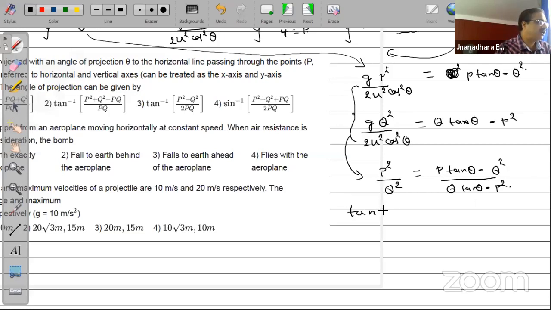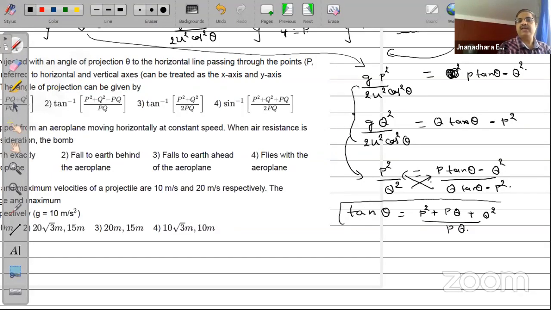You will get tan theta is equal to (p square + pq + q square) divided by pq. You can just simplify this in this way, and then you get the expression for tan theta like this. You can work it out and then check it out. So I've given you the expression for it, how to do it. I think the rest of it can be done easily, because I've eliminated u square cos square theta, that's a big thing. The moment you eliminate it, the rest of it becomes simple.